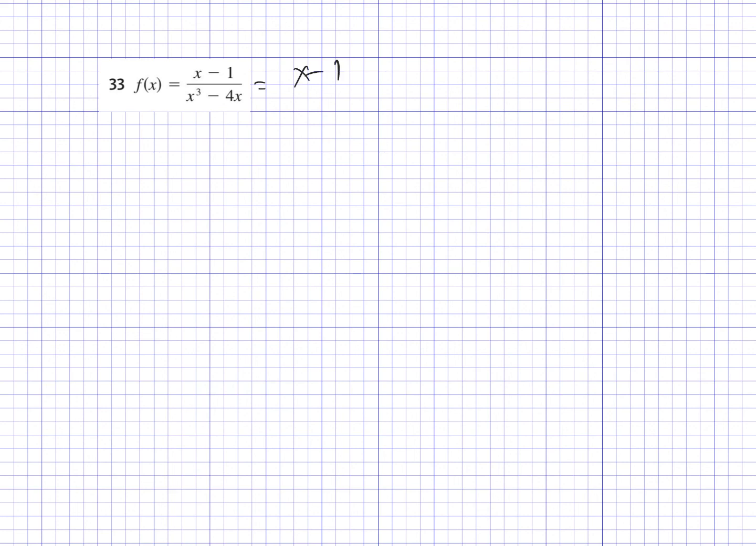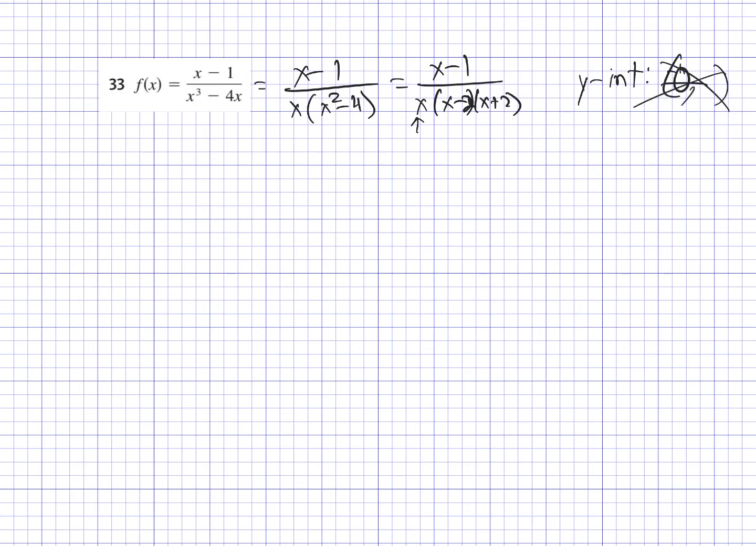Okay, so let's simplify again. X minus 1 on the top, taking x out of the bottom, you get x squared minus 4, which is the difference of squares. So x minus 2, x plus 2. All right, y-intercept. So y-intercept when x is 0, I get a negative 1 in the top. And if that's 0, everything is 0. So x can't be 0. That means that you have a vertical asymptote that is the y-axis because you have no y-intercept.